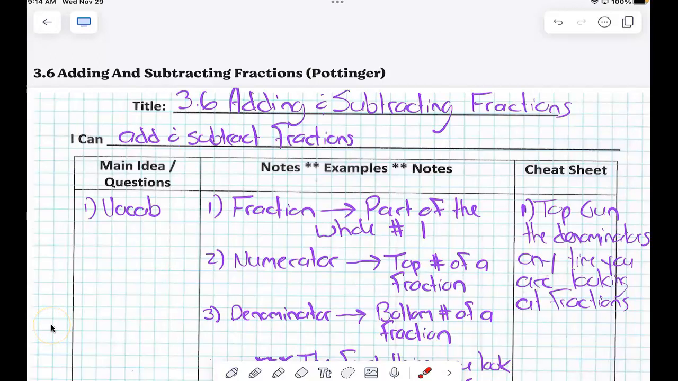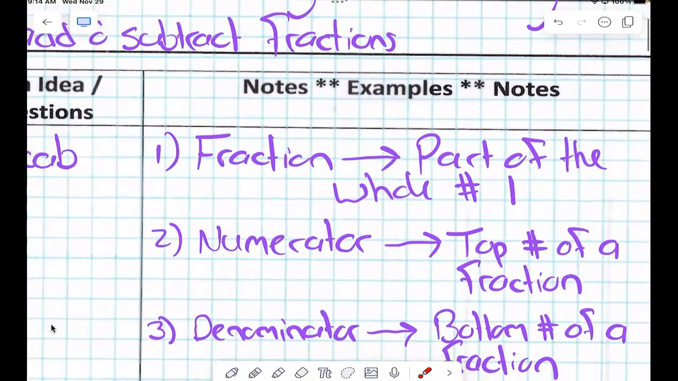Rogers. Today we are adding and subtracting fractions, and can you? Yes. Fraction is part of what number? What's the whole number, though? Fraction is always part of the number 1.